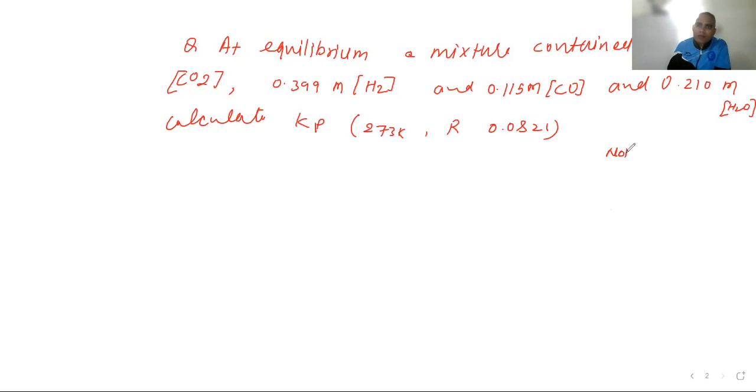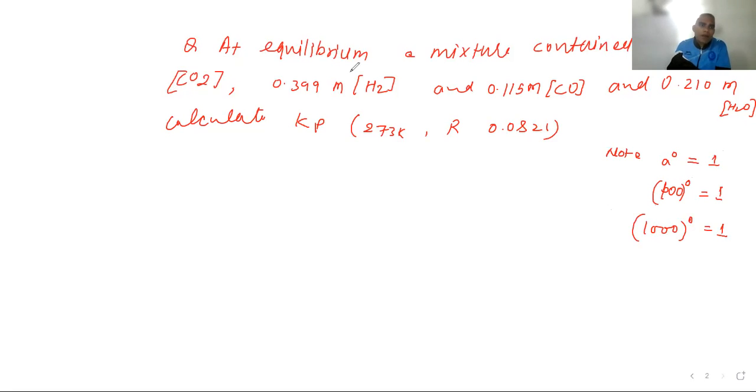Note this: anything power 0, A power 0, its value is 1. 100 power 0, its value is 1. Anything, 1000 power 0, its value is 1. Simple. Now we are supposed to write the equation.